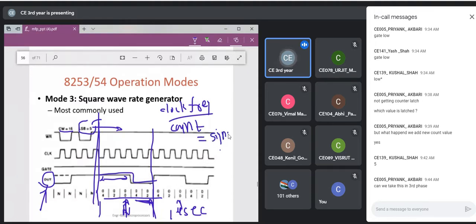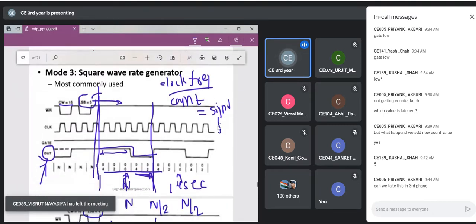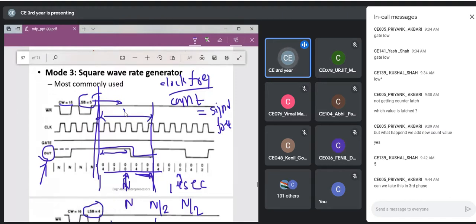What is frequency? The number of pulses in 1 second. Okay, this is my signal frequency. Assume that this is 1 second. In 1 second, how many pulses am I having? 5 pulses of clock. That means my clock frequency is 5 hertz.